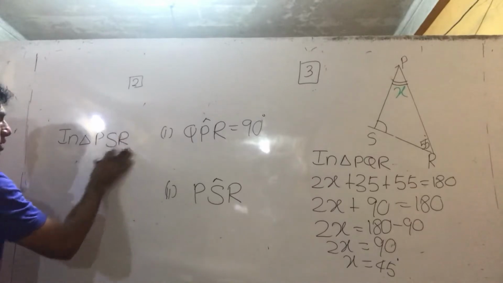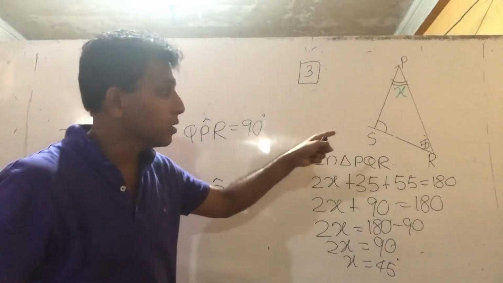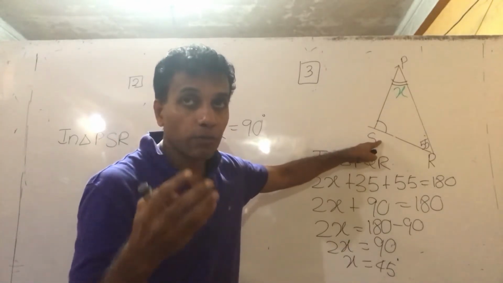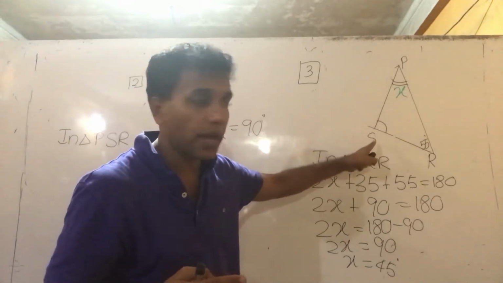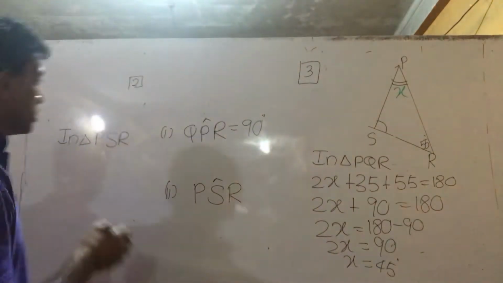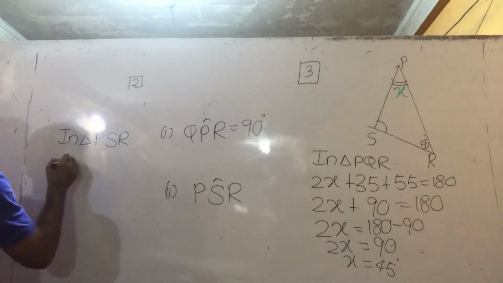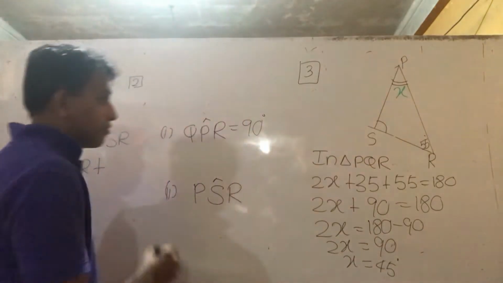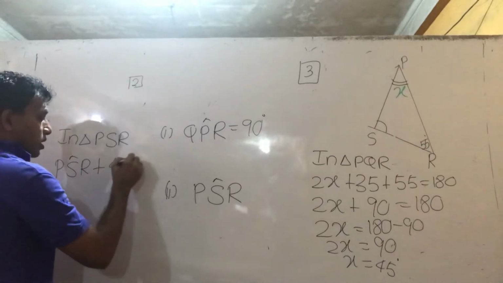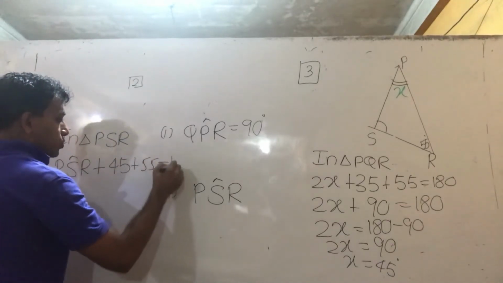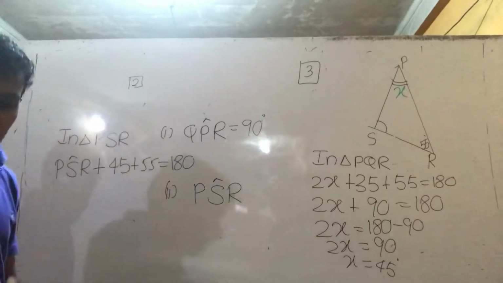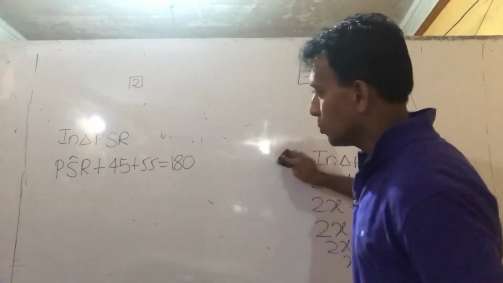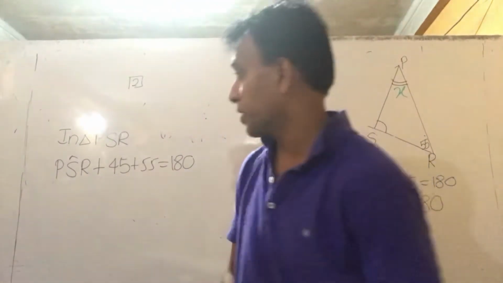PSR, in triangle PSR, this is not known. I write in 3 letters the name of the angle. That only you have to improve that also. What is the name of this angle? PSR angle. PSR angle plus what? X, that's 45, right? 45. Next what? 55 is 180. Therefore, by adding these two angles, subtract from the other side, you can find the second part answer, right?